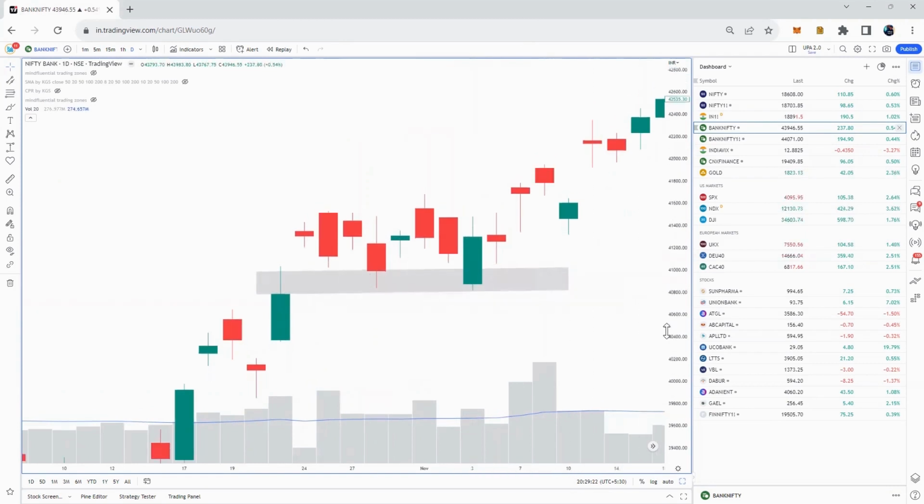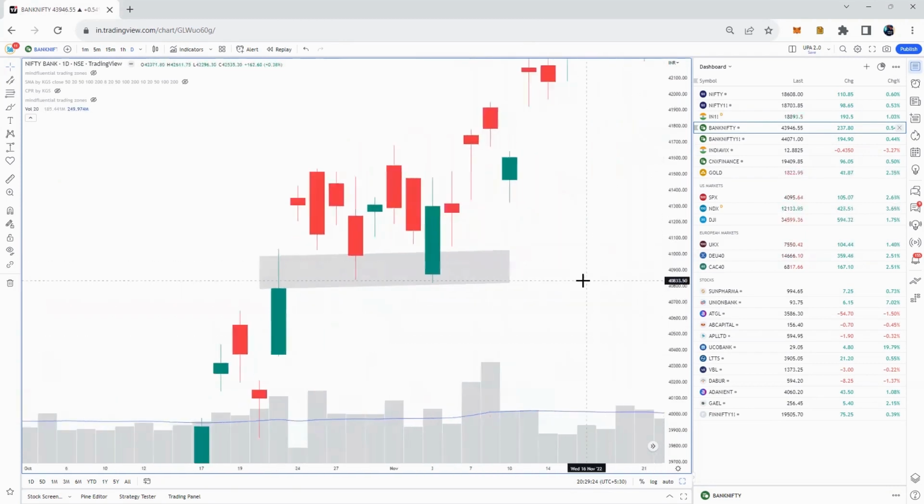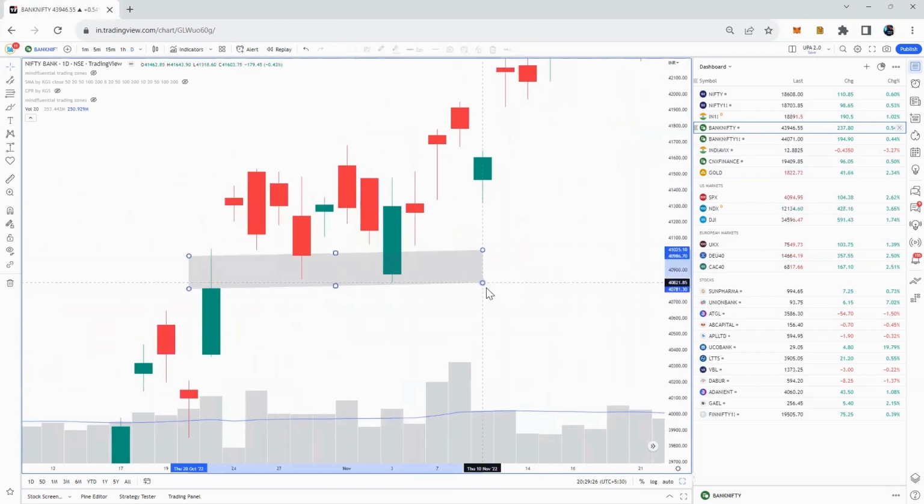Now don't remove this support level, because you need not remove it, because this was a bullish candle only. If it was a bearish candle, imagine if it was a bearish candle, then you can reduce the gap. Imagine if this was a completely bearish candle like this, then what you can do, from this level, you can remove it and then put it this way.